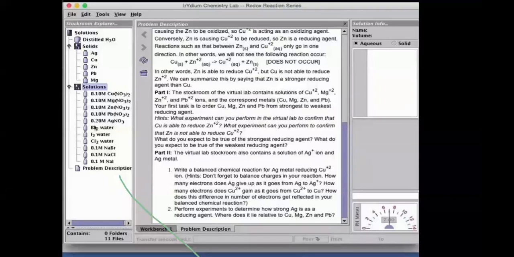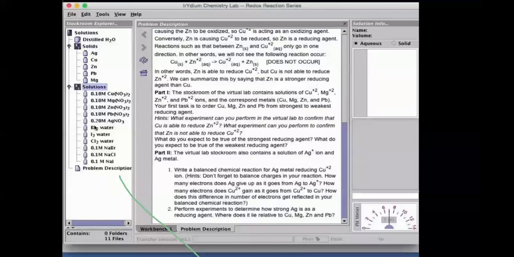Lab setup dialog box will be open. Then open Redox folder and double click on the Redox reaction series. You will get the stockroom explorer on the left hand side and all metals are there. In that stockroom explorer, there is metal displacement reaction and all 5 solid metals are there: silver, copper, zinc, lead, and magnesium.